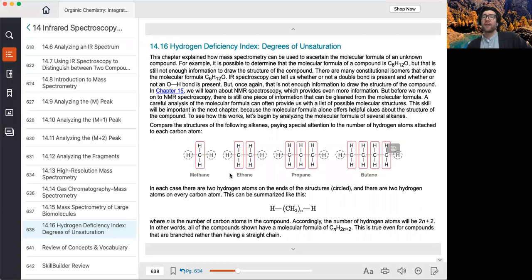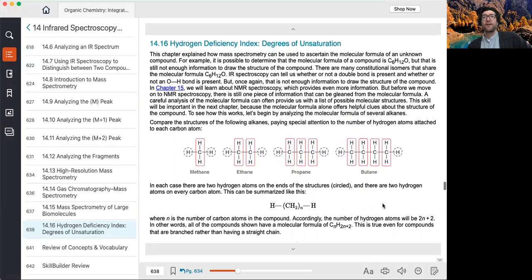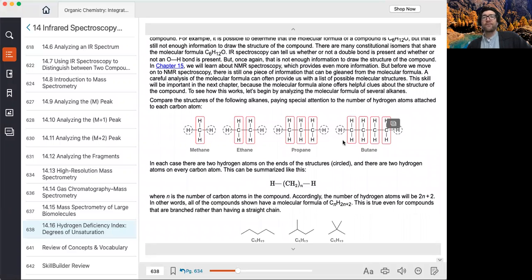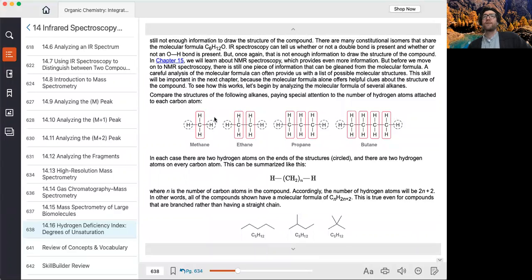So in your book, they have 4 drawings here: methane, ethane, propane, and butane. What they're showing you here is that each carbon has hydrogens all around it. And if you look at the molecular formula, the number of hydrogens always adds up to the number of carbons times 2 and then plus 2. So in ethane, you have 2 carbons. So 2 times 2 is 4, plus 2 is 6. 1, 2, 3, 4, 5, 6 hydrogens, just like we expect.